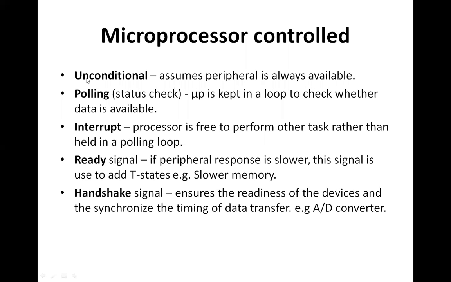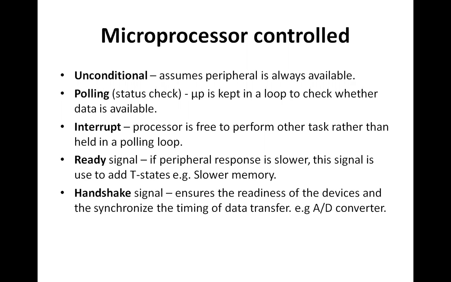So it is unconditional, no need to check, directly transfer the data. Second one is polling. Polling means status check. In this form of the data transfer, that is called polling, the microprocessor keeps itself in a loop to check whether the data are available or not, whether the device is ready or not. So this is called polling. Polling is a process in which the microprocessor will be checking every time whether the device is ready or not.